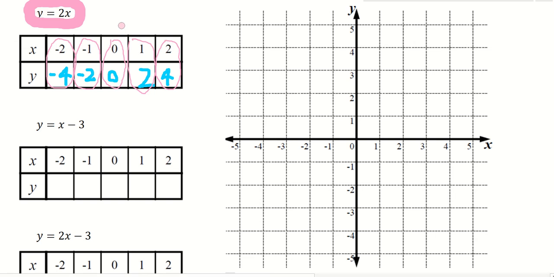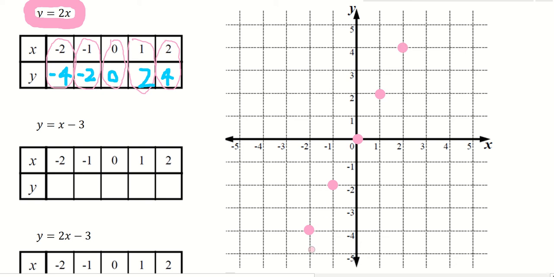I'm going to get a bigger marker here. Okay, so x is -2, come across to that -2, and then go down to where y is -4, and we put a dot just there. Okay, x is -1, y is -2, we put a dot. Next one here, 0, 0. X is 0, y is 0, put a dot. X is 1, y is 2. X is 1 up to where y is 2, put a dot. Last one, x is 2, y is 4, so across to where x is 2, and up 4, and there's our dot.